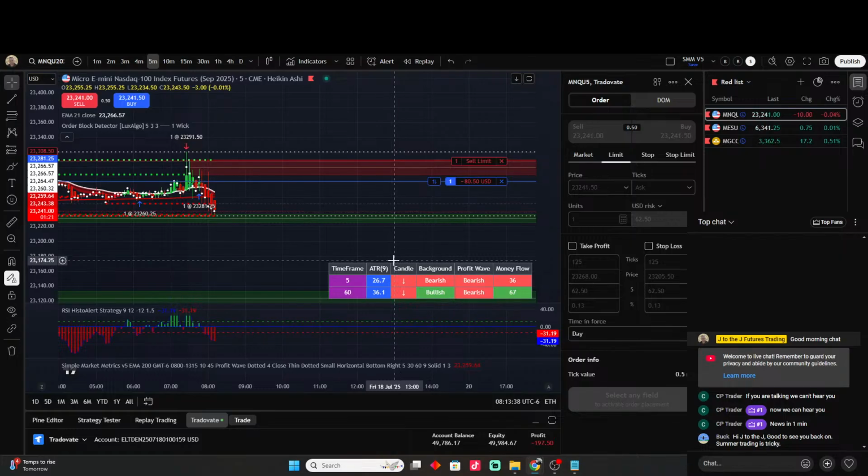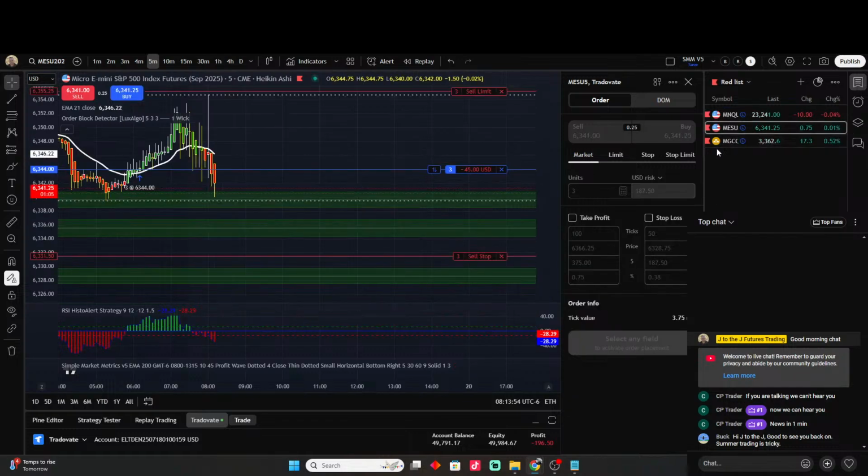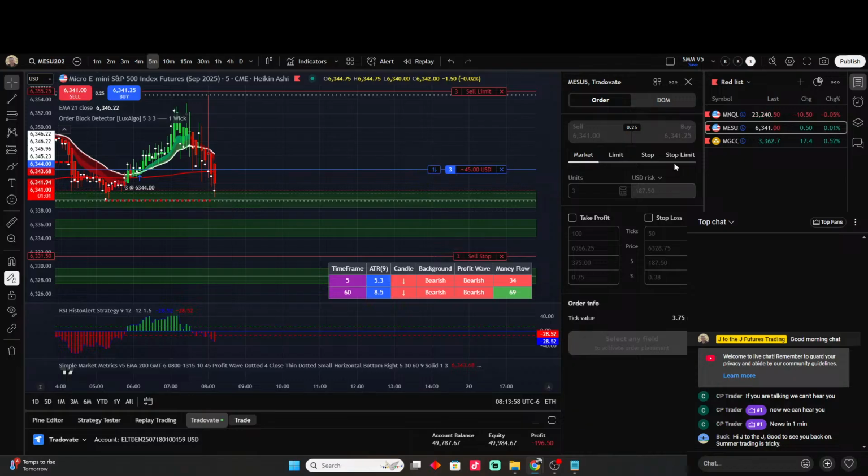Okay, NQ's tapping that lower level. If we break through there, I'll probably just kill that trade and add more to my gold, because I'm liking the gold trade the best right now. But this could reject pretty well too. I mean, MES and NQ are both at a lower support, and they've been pretty bullish too.